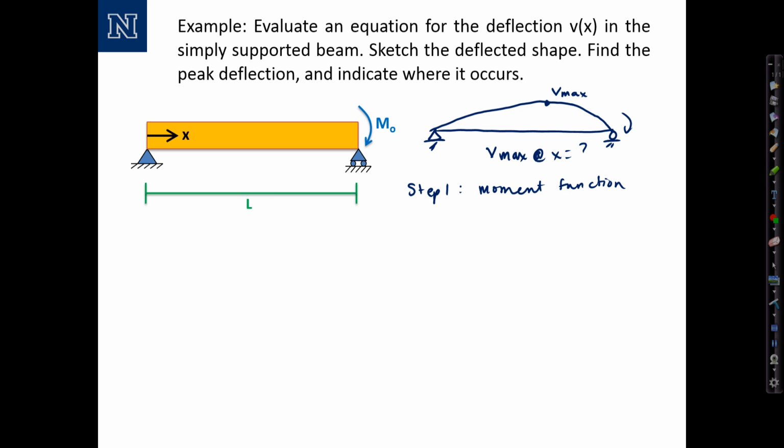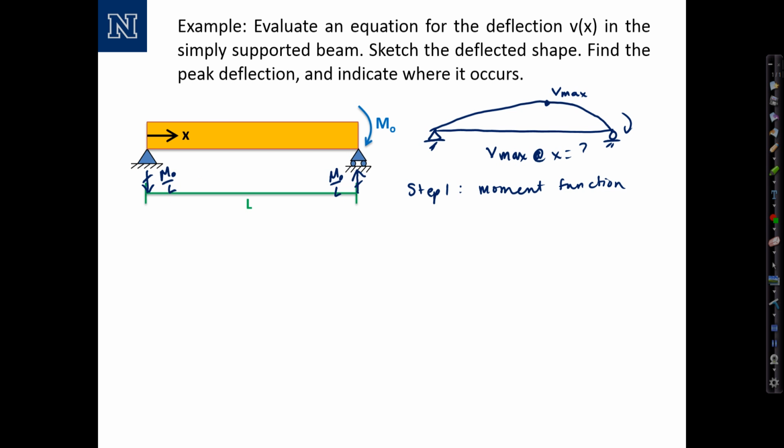I'm going to take a little shortcut here by noting that my applied moment in the clockwise direction can be resisted by a couple in the reactions applied in the counterclockwise direction. And the value of each reaction is going to be M0 over L. This basically always occurs for a concentrated moment anywhere on the beam. It doesn't matter where it's applied.